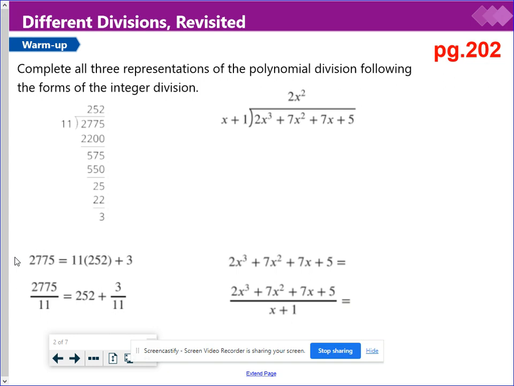And on the right side, I have these written as polynomials. And I want you to notice that the coefficients of the polynomials match with the numbers that we just worked out here. So instead of just 2,775, inside the division part, I have 2x cubed plus 7x squared plus 7x plus 5. That's the 2,775. And the divisor is x plus 1. It's 1x plus 1. That's where the 11 is coming from.